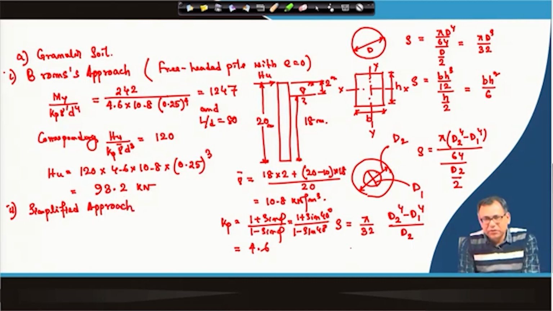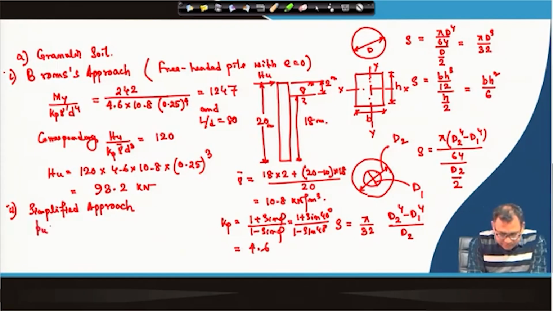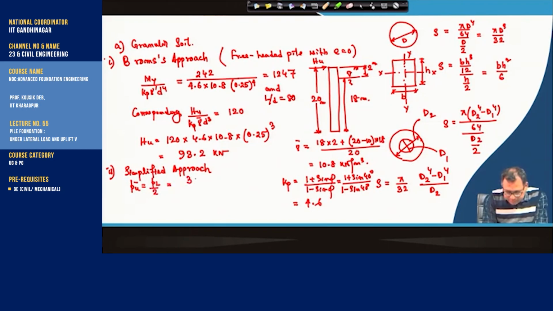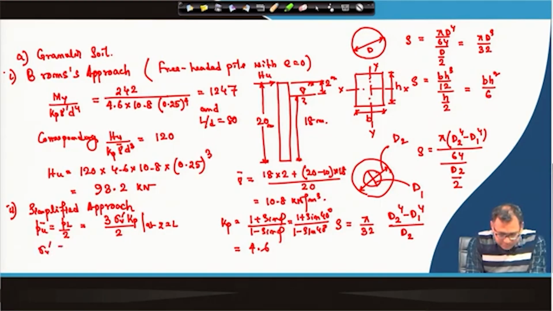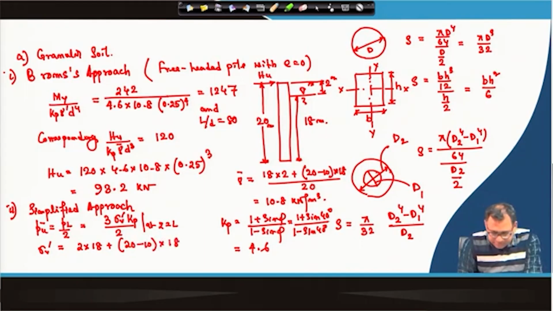Now, if I use the simplified approach, then this is the granular soil, so the variation will be linear. In that case Pu bar will be PL divided by 2, and PL is nothing but 3 sigma V bar Kp divided by 2. Okay. And that sigma V bar we have to calculate at z equal to L. So, what is sigma V bar at z equal to L? It will be 2 into 18 plus 20 minus 10 into 18. This is sigma V bar.